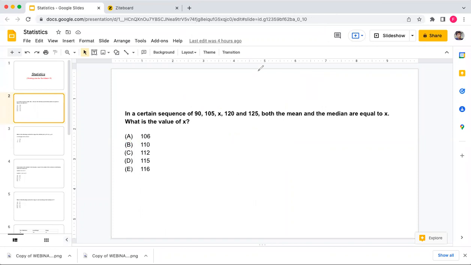Shall I move forward? We are given that x is the mean, and x is equal to the median is equal to the mean, which is x. So just find the median and equate it with x, and you will get to know the value of x, which is 110.